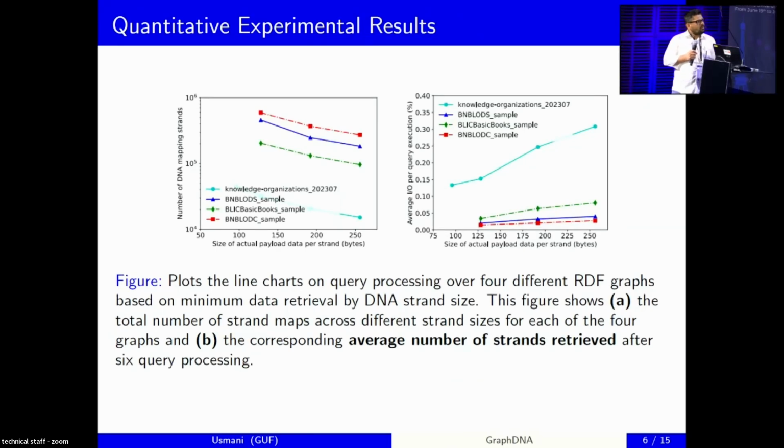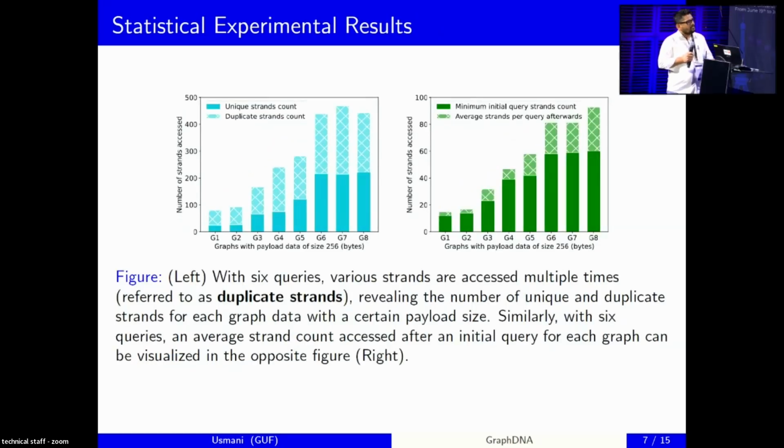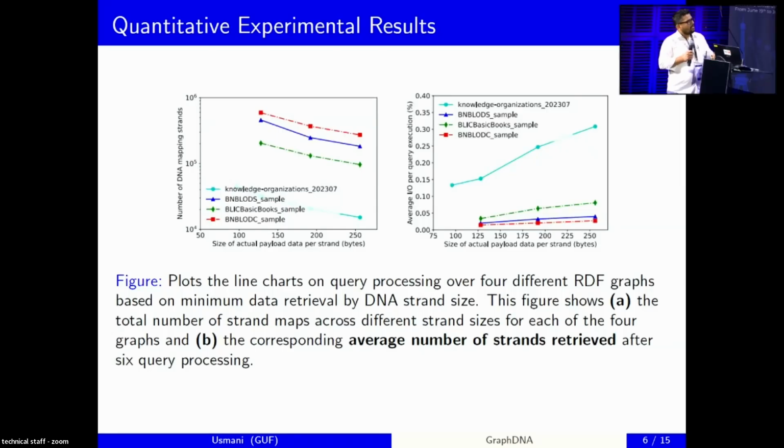Here we plot the results using a line chart while executing queries over different RDF graph data. On the right side, you can see the number of mapping strands, and on the next graph, you can see the average IO per query, which is less than 1%. So you can see clearly that we retrieve less than 1% of the data when doing partial data retrieval.